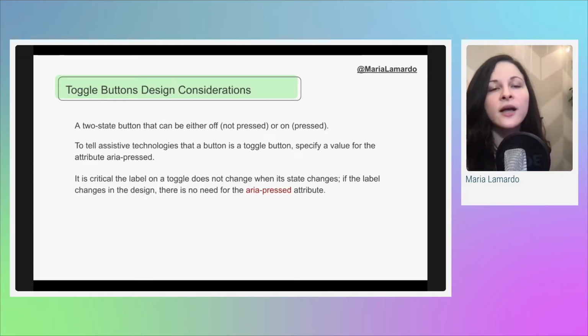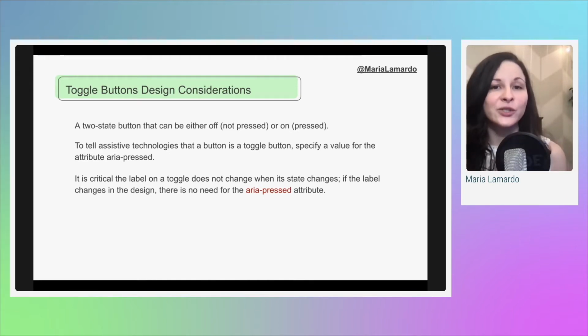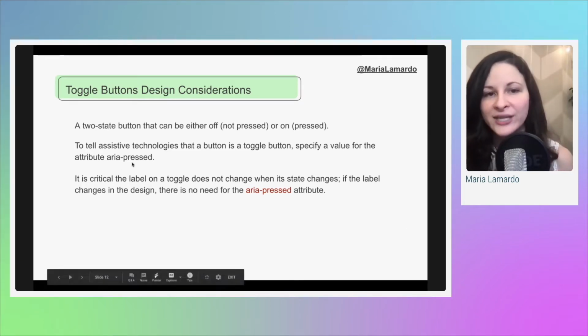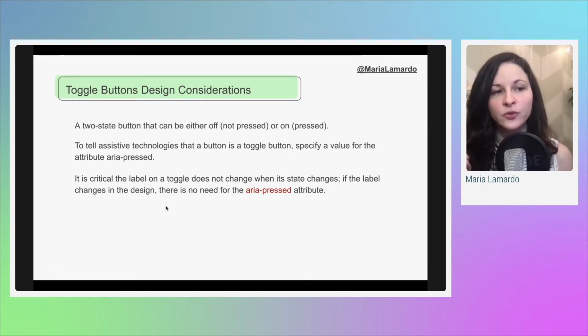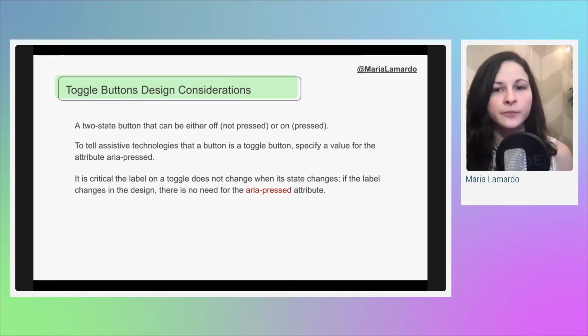Toggle buttons have some design considerations. First, it has 2 states. It can either be turned on or off, meaning that it can be pressed or not pressed. And you want to be able to tell assistive technologies about that toggle with the aria-pressed attribute. We also want to make sure that as you're changing this attribute, so you toggle it between true and false, you're not also changing any visible label that is on that button. So you're either changing the aria-pressed attribute or you're changing the label. You don't want to do both.